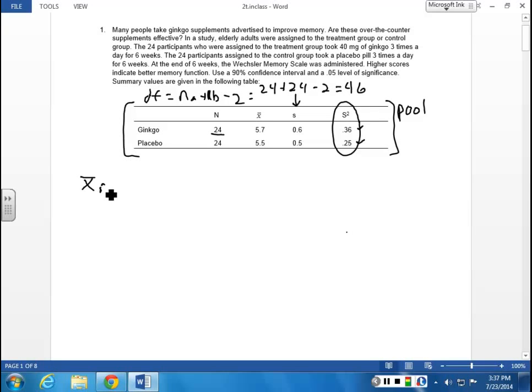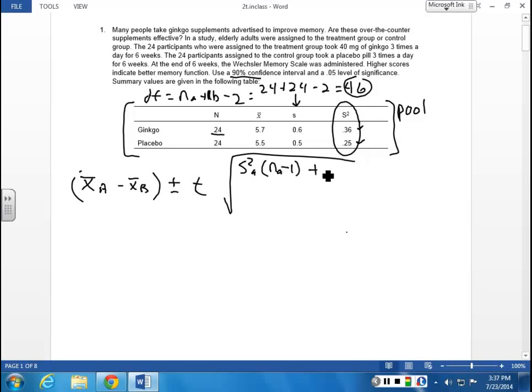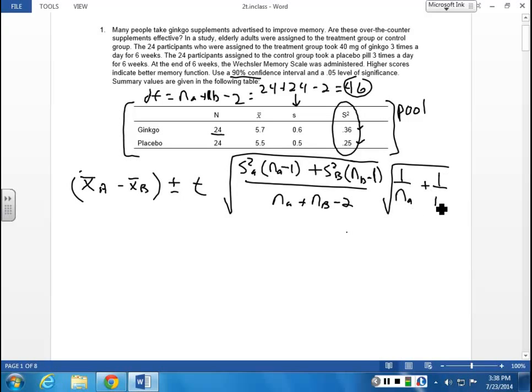It's going to be the statistic x bar A minus x bar B plus or minus a t-value that's based on 46 degrees of freedom and 90% confidence times the standard error, which for the pooled, the standard error is, this is the longer of the two formulas, the square root of s squared A times NA minus 1 plus s squared B times NB minus 1, over NA plus NB minus 2, times the square root of 1 over NA plus 1 over NB.